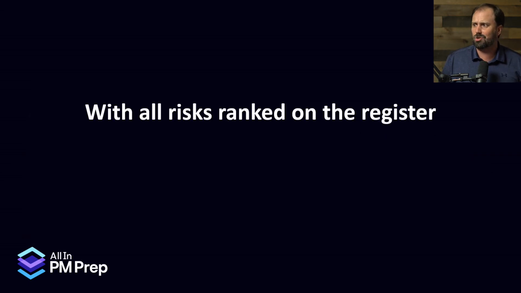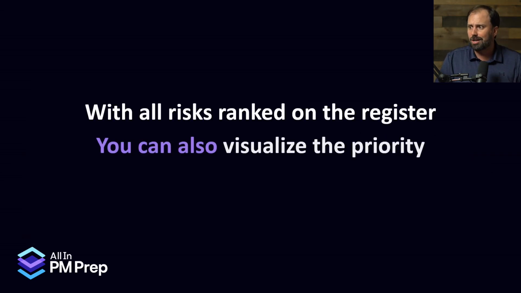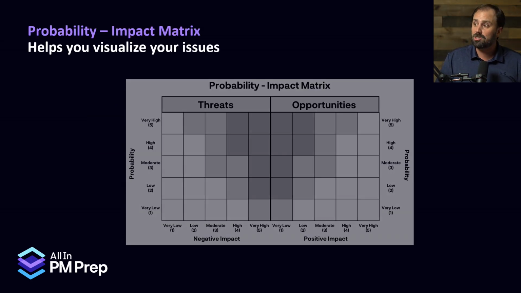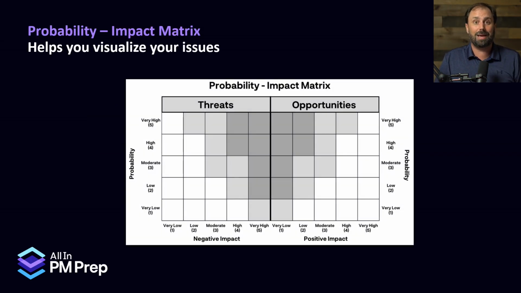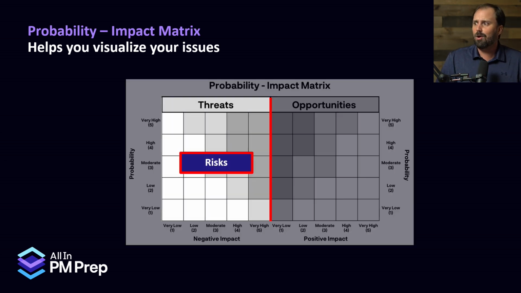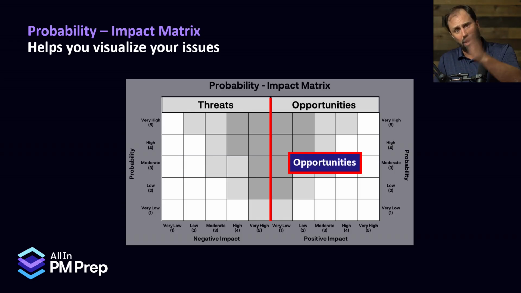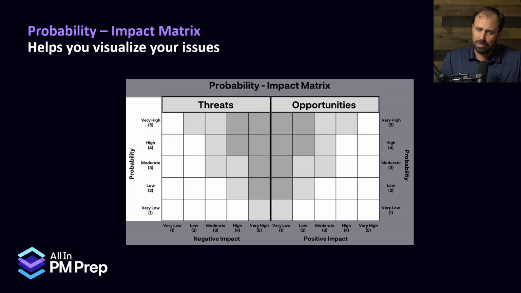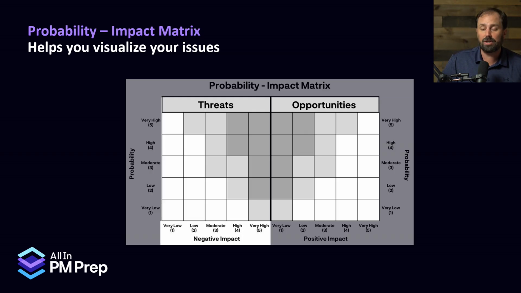Now that's great. With all the risks ranked on the register, you can also visualize the priority using another little visual tool. It's called the probability and impact matrix. Now, the way to think about this is kind of like a book, all right? In the middle, there's a spine. On one side, we put all our risks, the bad things, the threats. On the other side, all the opportunities, the good stuff. Now, the way it works is we rank the probabilities. Remember those scores? 1, 2, 3, 4, 5. And the negative or positive impacts, 1, 2, 3, 4, 5.